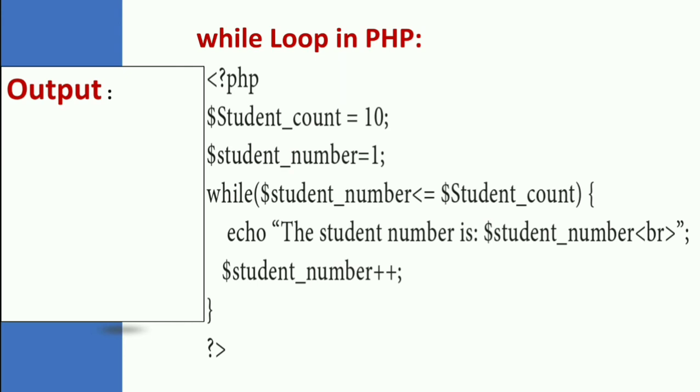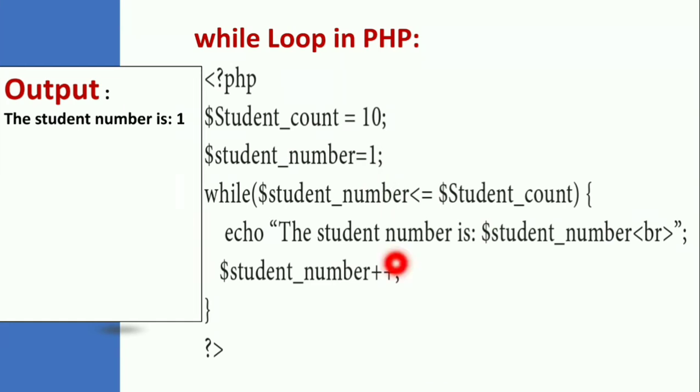So first of all, the echo statement is given, the student number is, and then the variable name. So each time the value present inside this variable should be printed. So the first output is the student number is 1. How is it 1? The initial value is 1. So after printing the first line, student number is increased by 1. So the next time student number will be 2.